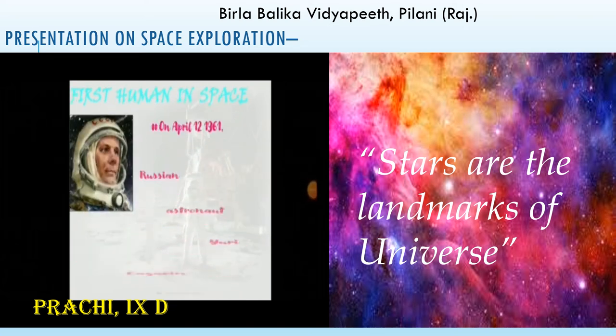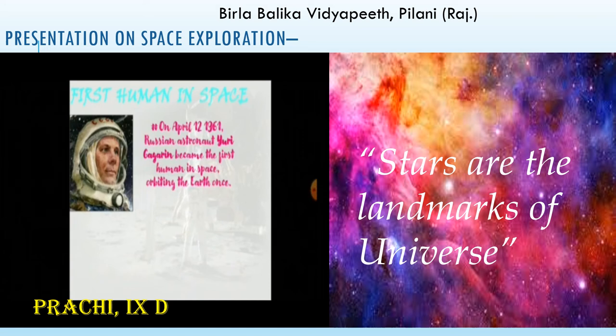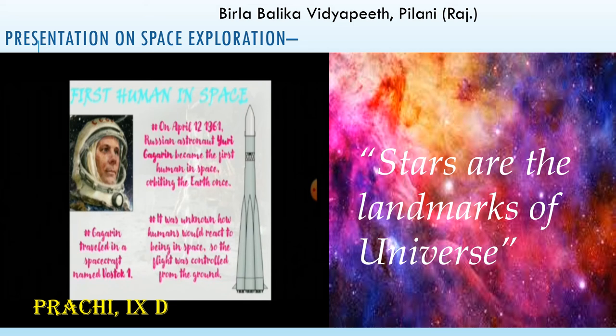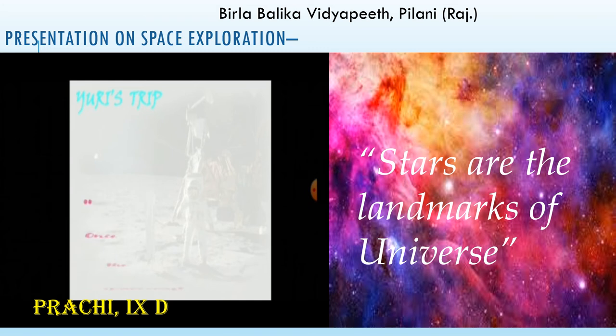First human in space. On April 12, 1961, Russian astronaut Yuri Gagarin became the first human in space, orbiting the Earth once. Gagarin traveled in a spacecraft named Vostok 1. It was unknown how humans would react to being in space, so the flight was controlled from the ground.